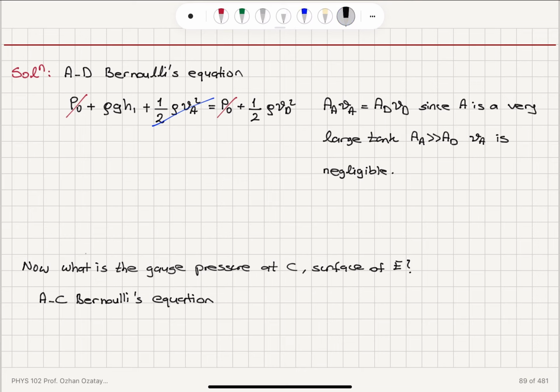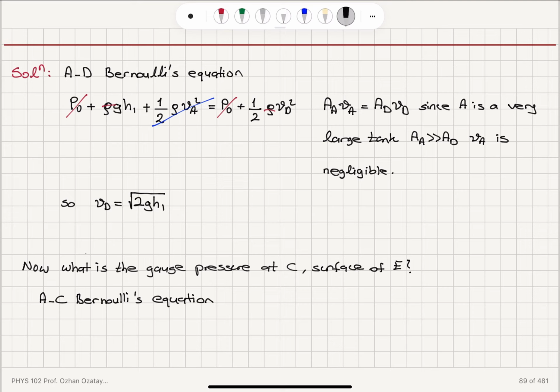So what does that tell me? This tells me that the fluid speed at D is square root of 2gh1. Why? Because these rho's will cancel as well. So it's going to be square root 2gh1.